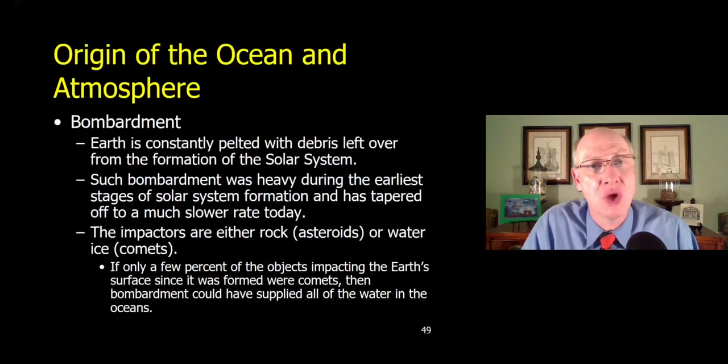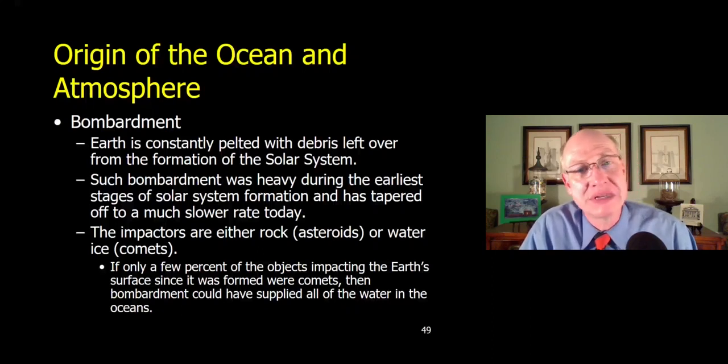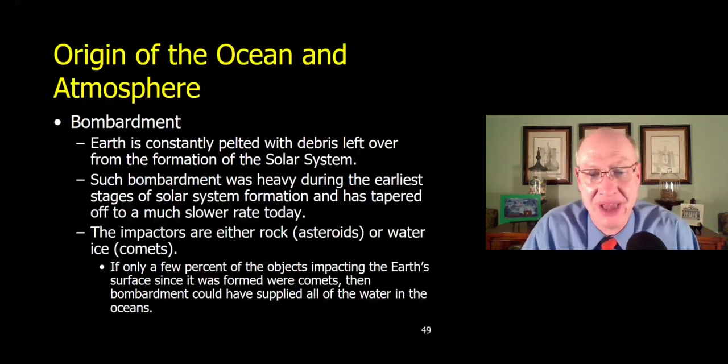And as I've already mentioned, it is also possible that the oceans, or at least some of the oceans, came from bombardment. Now, this bombardment of comets and asteroids was more common in the early solar system. We will see later on in the course that there was a very violent period, just after the formation of the solar system, called the early heavy bombardment, when the solar system was being cleared out, and lots of those bodies were striking the Earth. And those impactors are either rock or ice. The rocky ones we call asteroids, the icy ones we call comets, but even if only a small percentage of them were cometary icy bodies, they could have supplied all the water in the Earth's oceans.